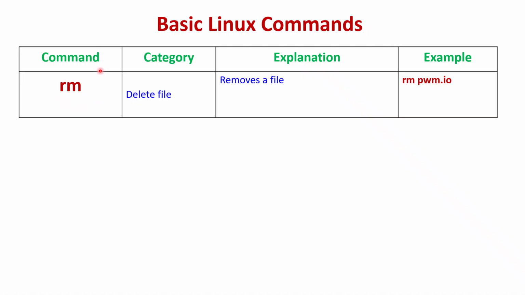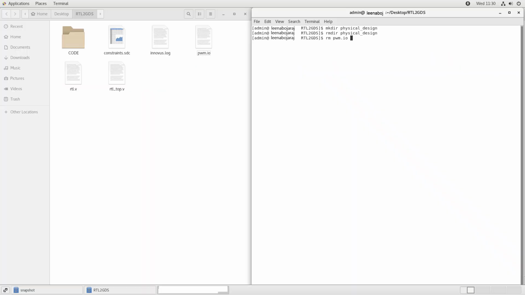And the next command which we are going to see is rm. rm is for deleting files. Look here, I am going to select one file which I want to delete and I am going to give in the terminal rm and the file name which I want to delete, and I am pressing the enter. That file will be deleted in the folder.